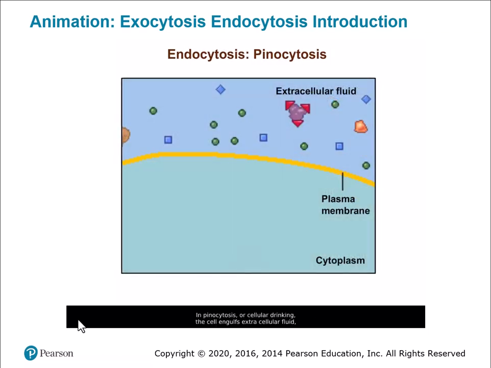In pinocytosis, or cellular drinking, the cell engulfs extracellular fluid, including molecules such as sugars and proteins. These materials enter the cell inside a vesicle. Epithelial cells and capillaries use pinocytosis to engulf the liquid portion of blood at the capillary surface. The resulting vesicles travel across the capillary cells and release their contents to surrounding tissues, while blood cells remain in the blood.